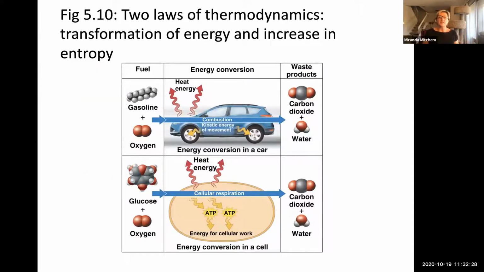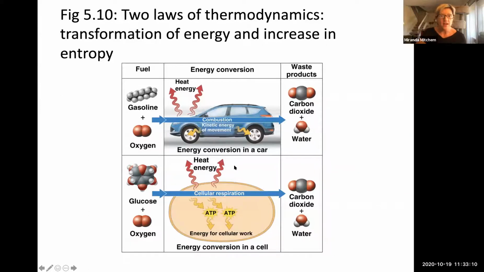So looking again at the example of a combustion engine and a cell, they are proper to compare because they use the same reactants, some type of fuel, and then oxygen, molecular oxygen, since there's two of them, and then produce the same waste products, which are carbon dioxide and water. We are going to spend quite a bit of time in Module 10 focusing on cellular respiration, which are the energy conversions in a cell. And that's done to generate energy in the form of ATP.